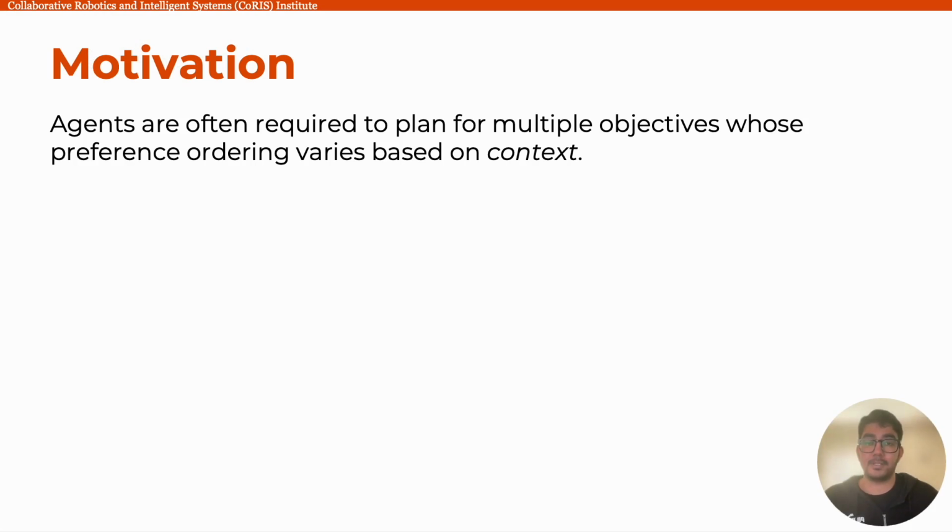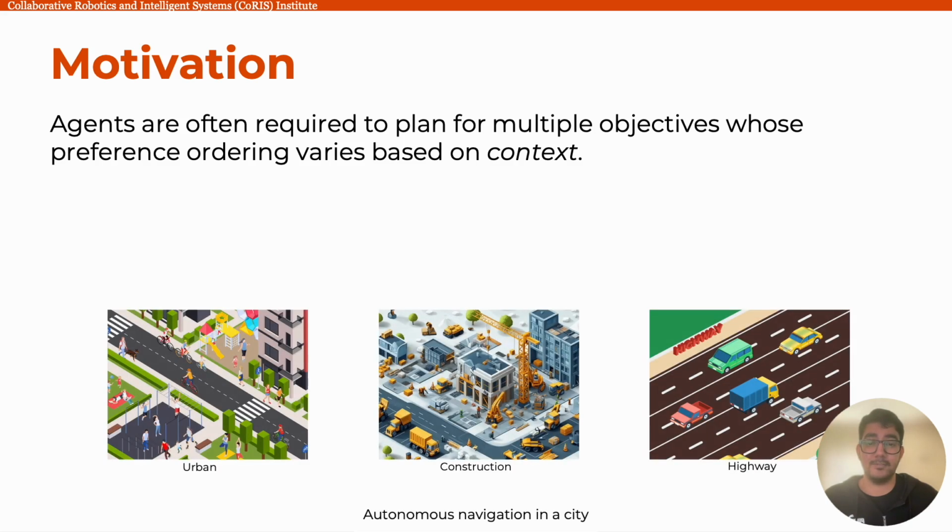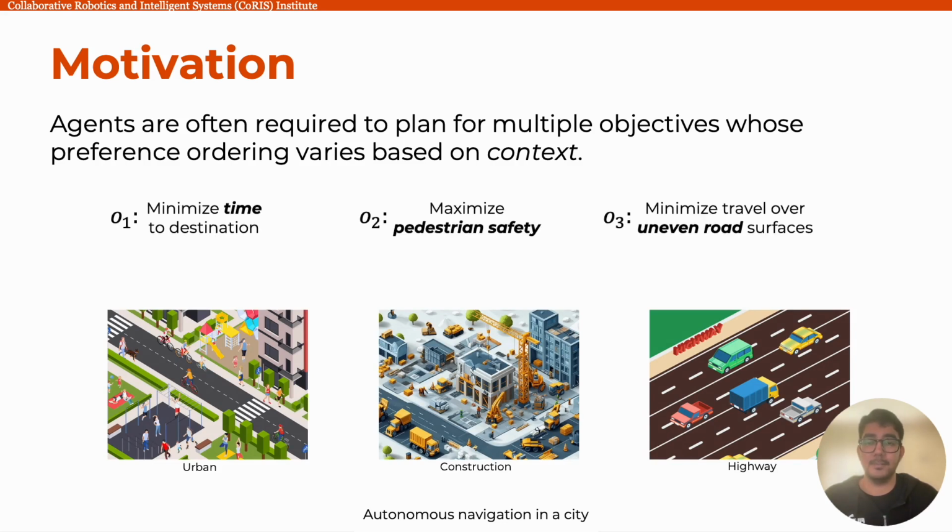Agents in the real world are required to plan over multiple objectives whose preference ordering can vary based on context. Consider the example of autonomous navigation through a city with urban construction and highway regions, and consider objectives like minimizing time to destination, maximizing pedestrian safety, and minimizing travel over uneven road surfaces. Depending on what part of the city you're in, the preference ordering over these objectives changes.